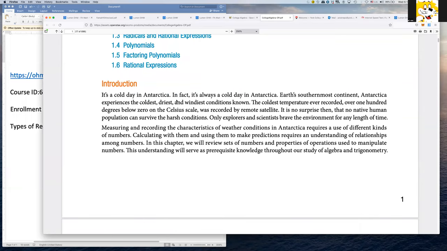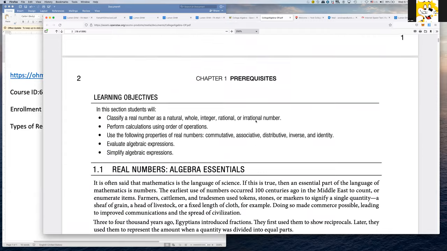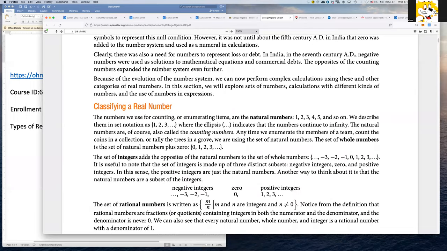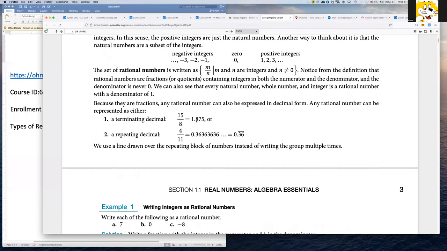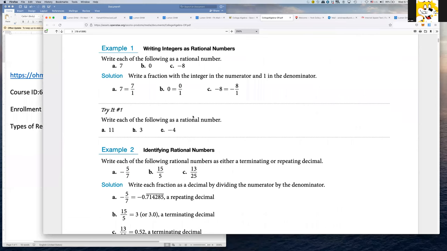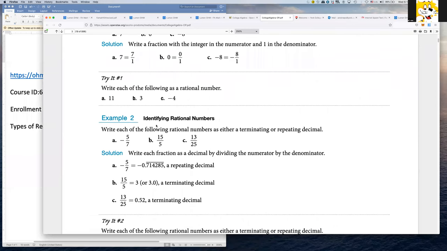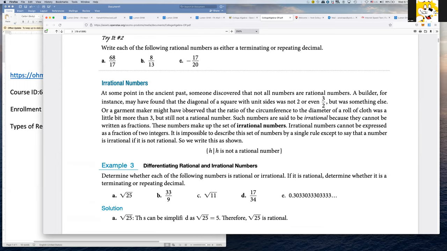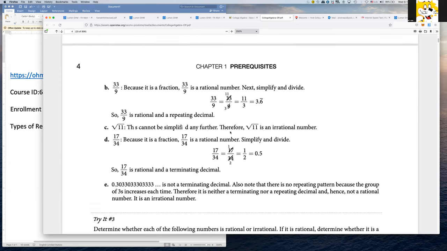It's a cold day in Antarctica. In fact, it's always a cold day in Antarctica. No, I'm not doing that. But I will be giving you examples of the topics. And this is our first topic here, real numbers. And if you want to follow through later on, you could come back to the book and you could see examples of what real numbers, irrational numbers, and all that good stuff is.